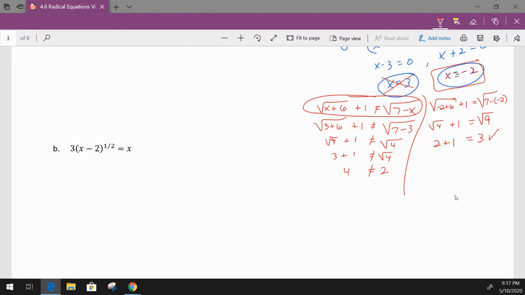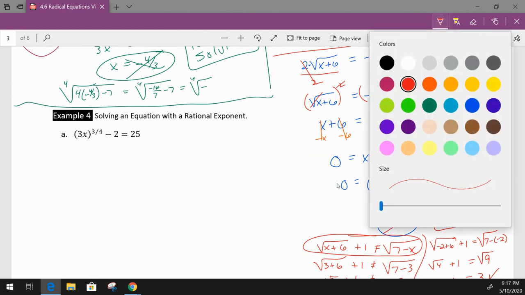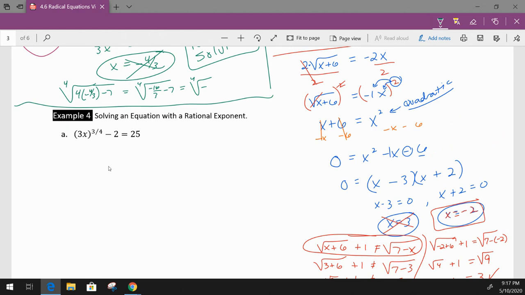Okay, couple more examples, and then we are finished with this lesson. This is a 2-day lesson. All right, so example 4 here.